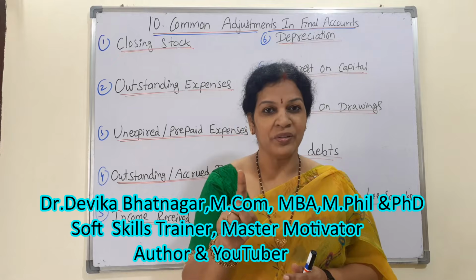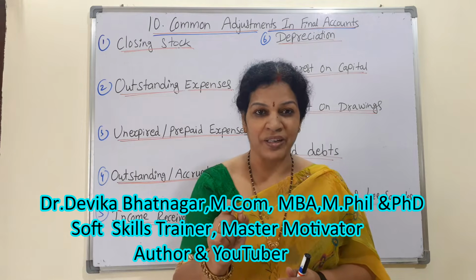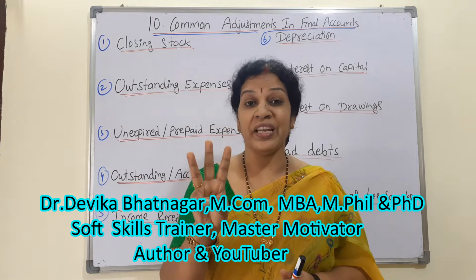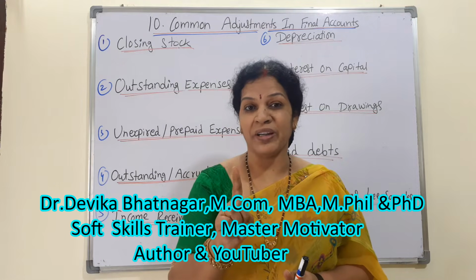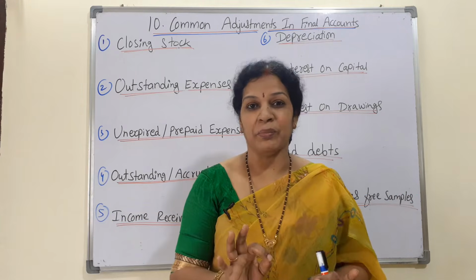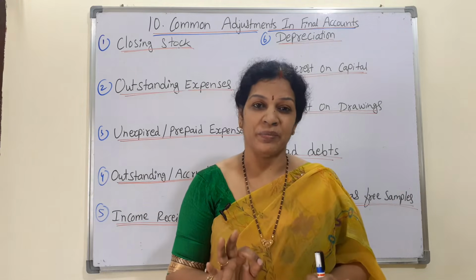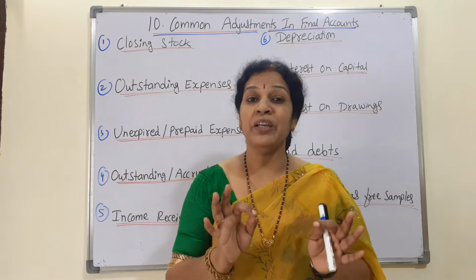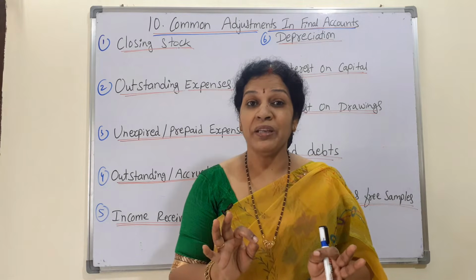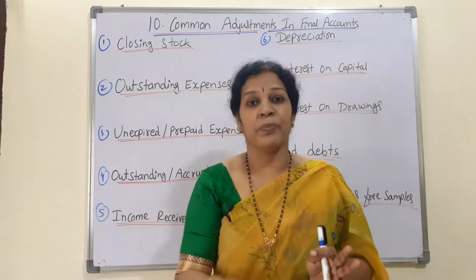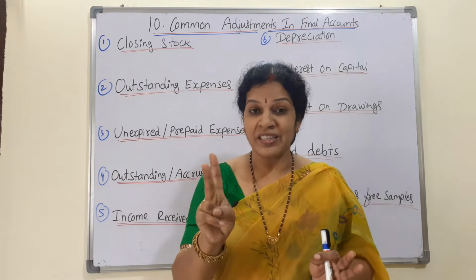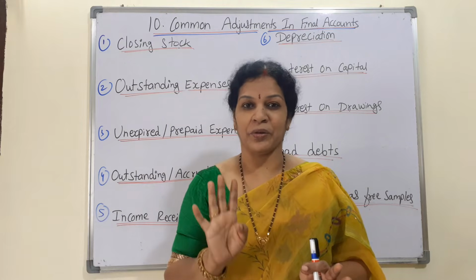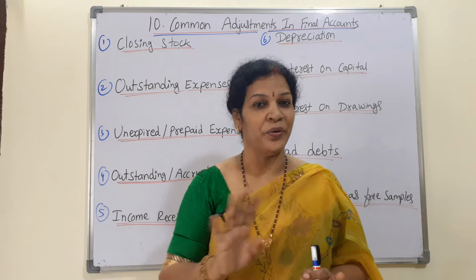Trial balance amount will appear only one time, either in the trading account, profit and loss account or balance sheet. But adjustment amounts will appear two times. Any item which is given in the adjustment, that effect will be two times: most of the time in trading or profit and loss account, and second time in the balance sheet. Very rarely, the adjustment will be only in trading or profit and loss account, and not in the balance sheet.